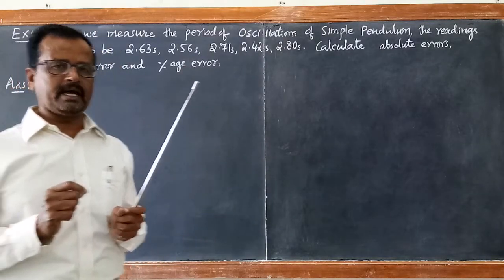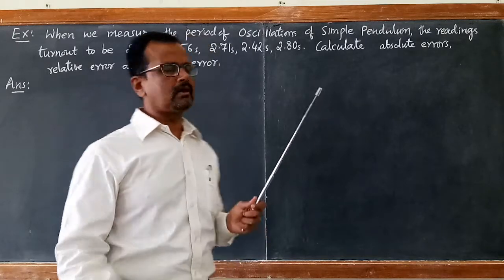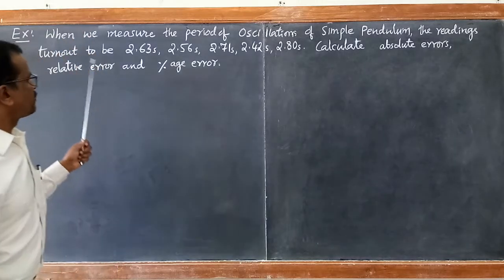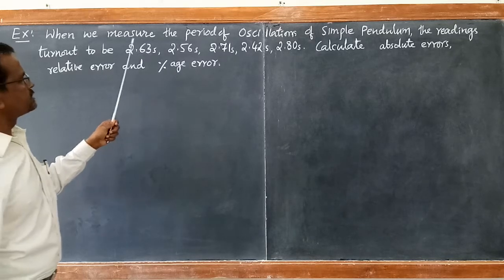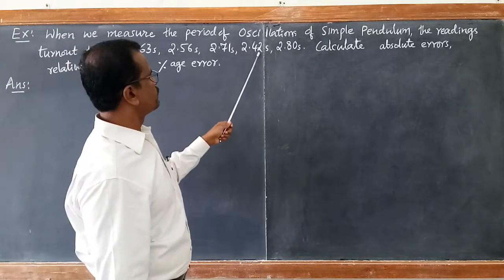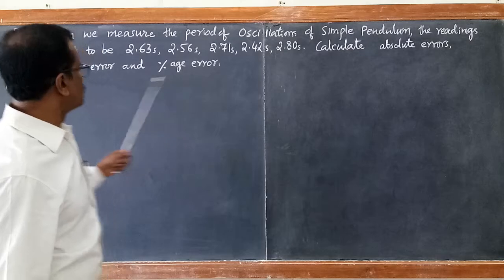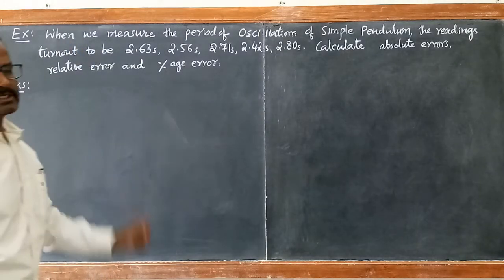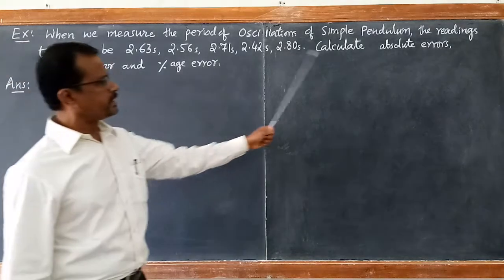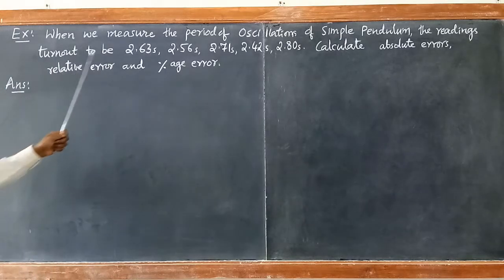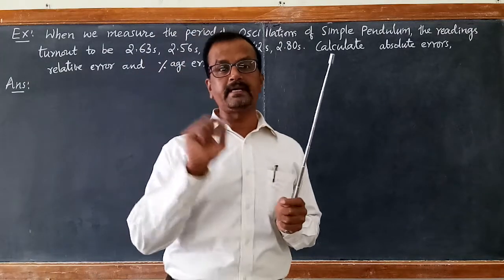You know time period. Time period is the time taken for one complete oscillation. When it is carried out for different observations, these are the observed values 2.63, 2.56, 2.71, 2.42 and 2.80 seconds. Now calculate absolute errors, relative error and percentage error from this experiment. To calculate absolute error, the first thing that we should do is to calculate the arithmetic mean of time period. You know that time period is always denoted by capital T.